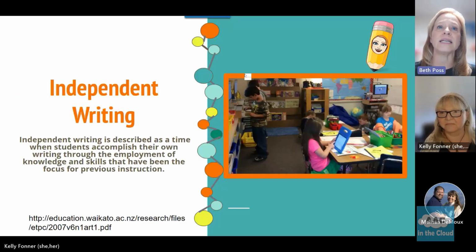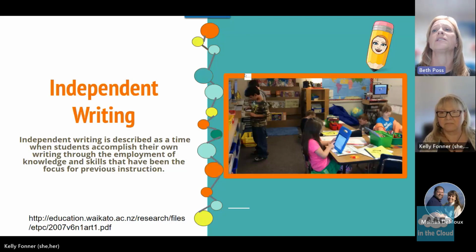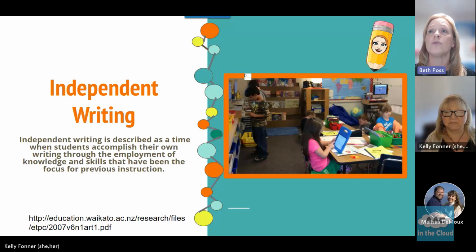So independent writing is that time when students accomplish their own writing, right? They're using the knowledge that they've built, that you've built on through that previous instruction, and they are writing however they are able to, right? So it might be with alternative pencils. It might be with different types of writing implements, like crayons and markers and pencils. It might be with magnetic letters. If you've been practicing with magnetic letters and making words lessons, having magnetic letters available for those students to do independent writing is a great way to carry over something that's familiar to them to that next step.